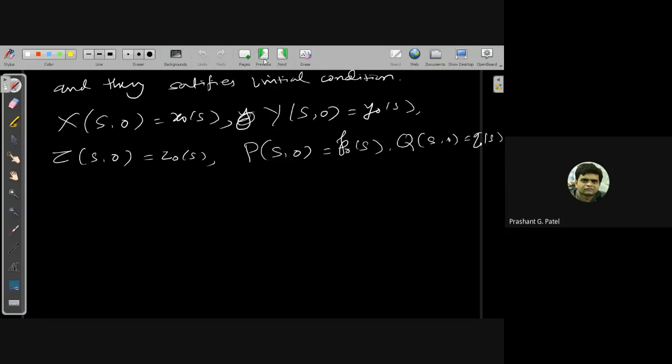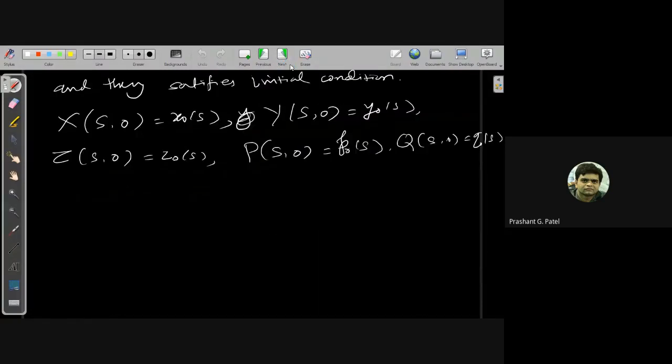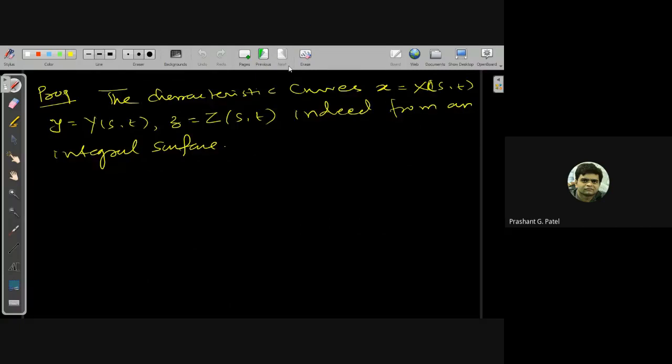terms of this form, that is x equal to X(s,t), y equal to Y(s,t) and z equal to Z(s,t), we're trying to convert everything in terms of x, y and z. So this proposition gives you a guarantee that we are able to always write down the integral surface in terms of x, y, and z by eliminating s and t.